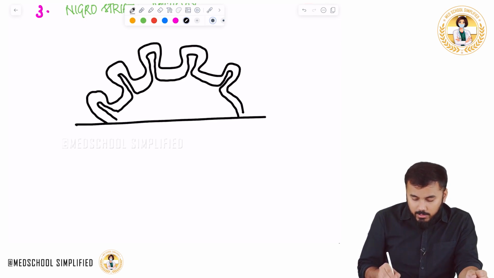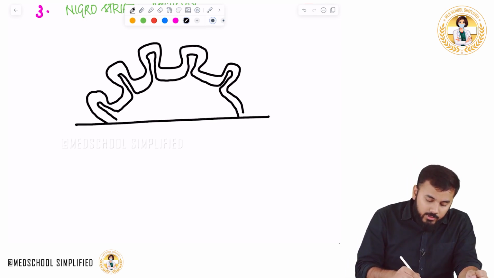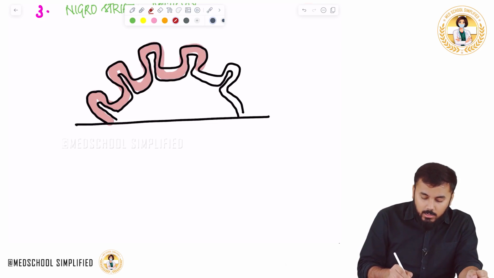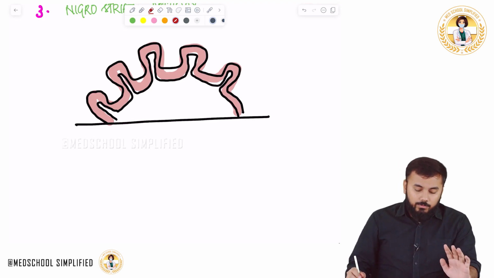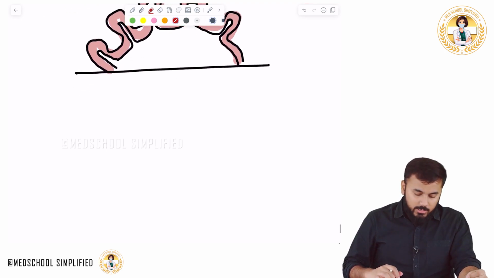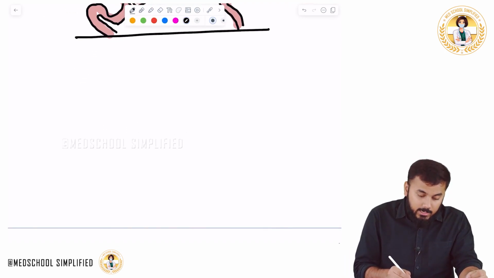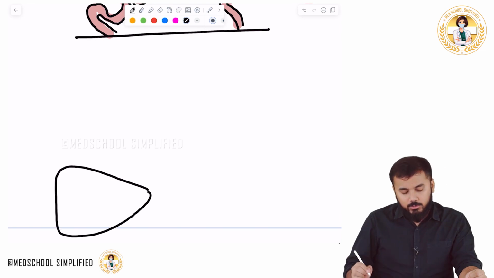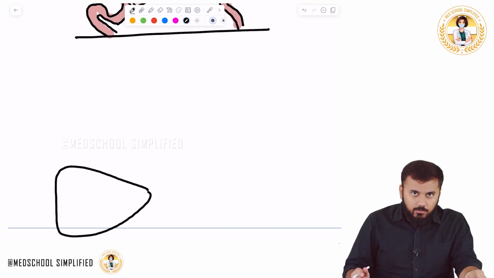Right. So this particular thing is your cerebral cortex. Now within this cerebral cortex, you see these are all gyri and sulci which I have drawn over here. Okay, so all these are your gyri as well as sulci. Now, an important thing you need to understand over here: whenever I'm drawing such a nucleus, you need to understand that this is your lentiform nucleus.